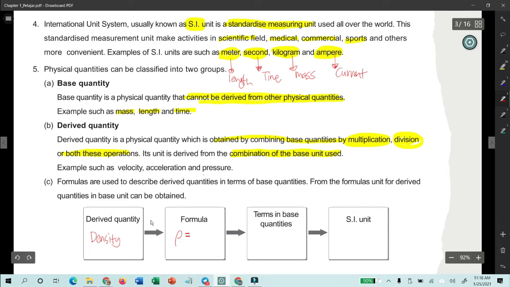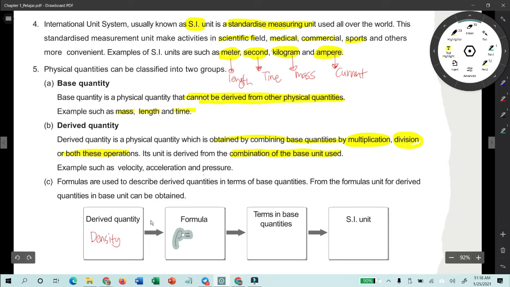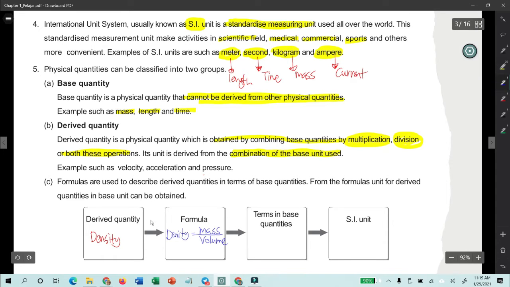Okay, let me erase this. I want to write down this in words first. So density is equal to mass over volume. When we write this in terms of symbols, it's going to be rho equals m over v.